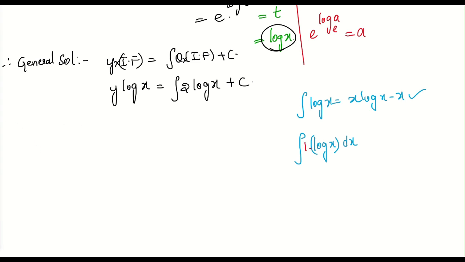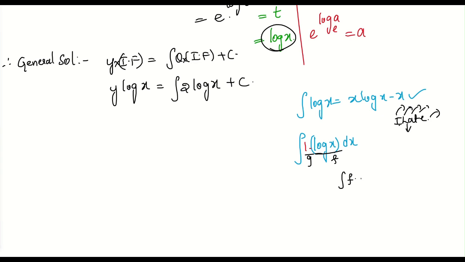We can say 1 into something is nothing but itself alone, right? Then I'll use the ILATE rule. What is this ILATE? This is inverse trigonometric, algebraic, logarithmic, trigonometric, and exponential. Which one comes first? Logarithmic. I'll take this function as f, and this function as g.